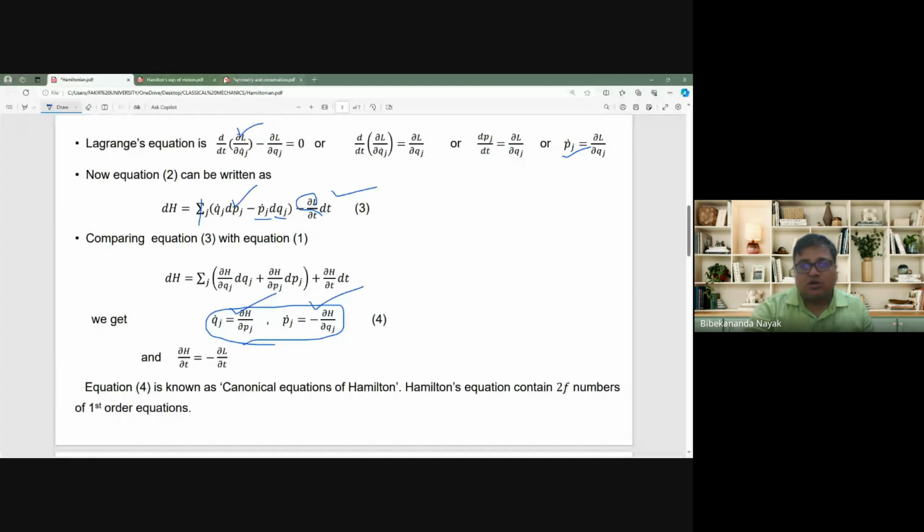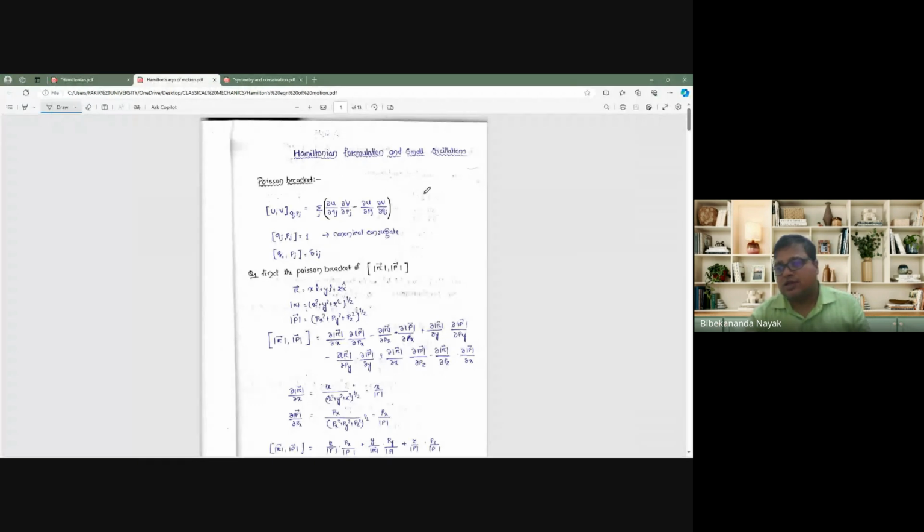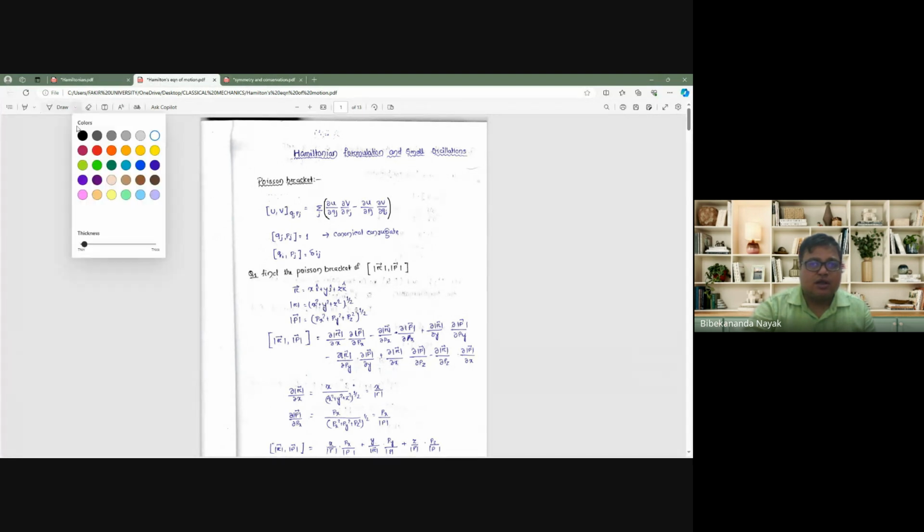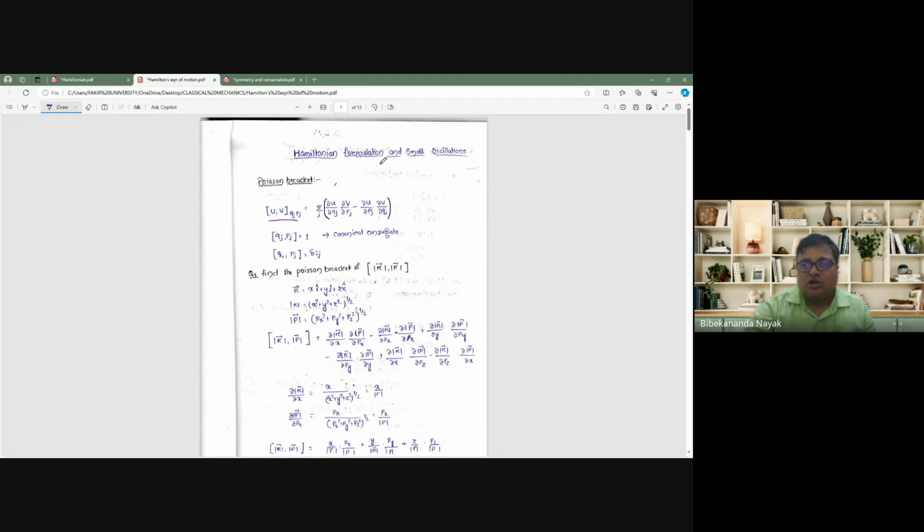Then we go to the next one. After Hamilton's equations of motion, we use the Poisson bracket, actually for checking whether a transformation is canonical or not. By definition, the Poisson bracket is written in square brackets. Sometimes it is also written in curly brackets, but otherwise, in general, if nothing is specified, it is written in square brackets.